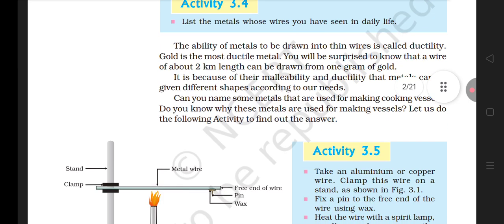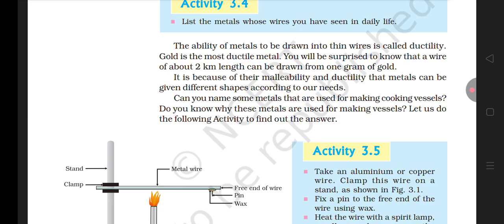It is because of their malleability and ductility that metals can be given different shapes according to our needs. Can you name some metals that are used for making cooking vessels? Do you know why these metals are used for making vessels? Let us find out by the following activity, to find out the answer.